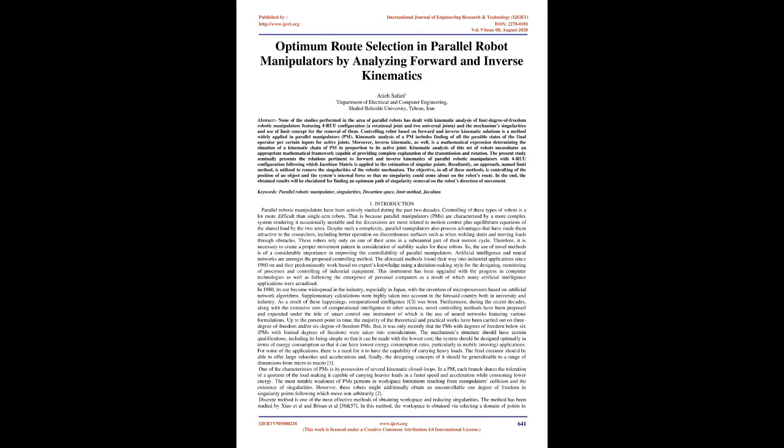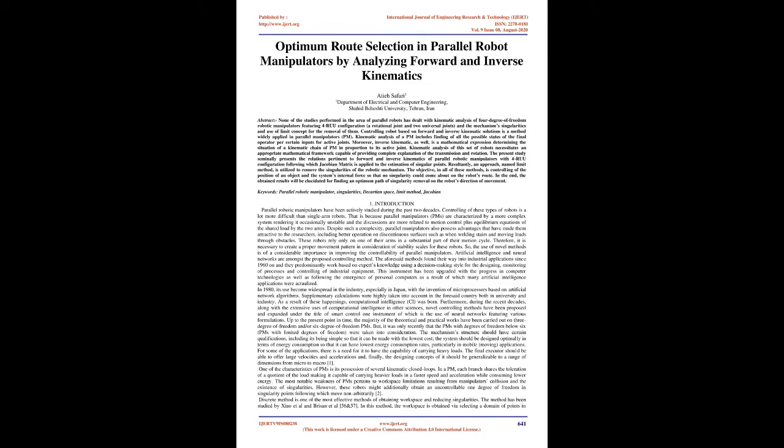Kinematic analysis of the set of robots necessitates an appropriate mathematical framework capable of providing complete explanation of the transmission and rotation. The present study seminally presents the relations pertinent to forward and inverse kinematics of parallel robotic manipulators with 4 RUU configuration, following which Jacobian matrix is applied to the estimation of singular points. Resultantly, an approach, named limit method, is utilized to remove the singularities of the robotic mechanism.